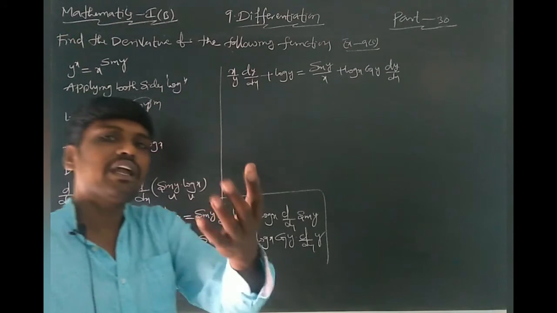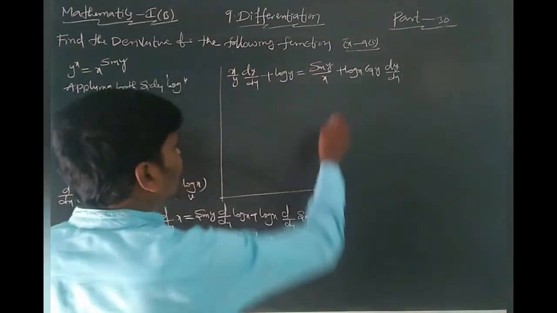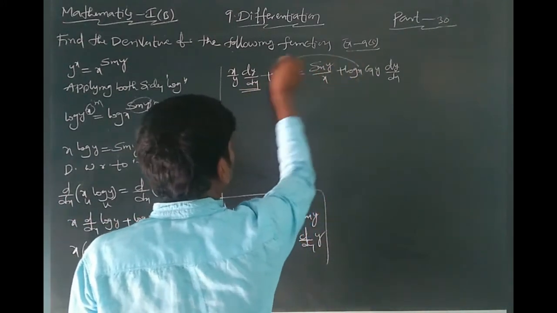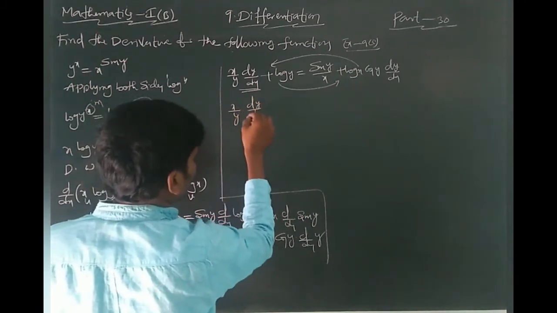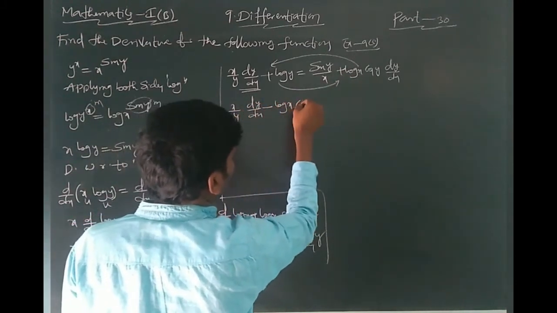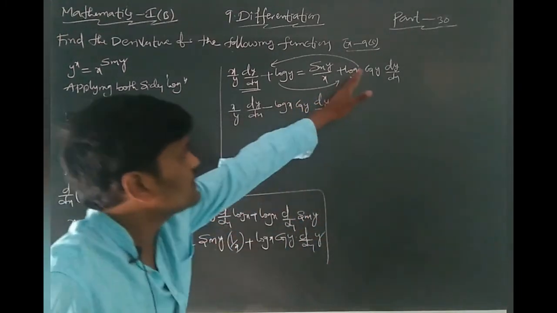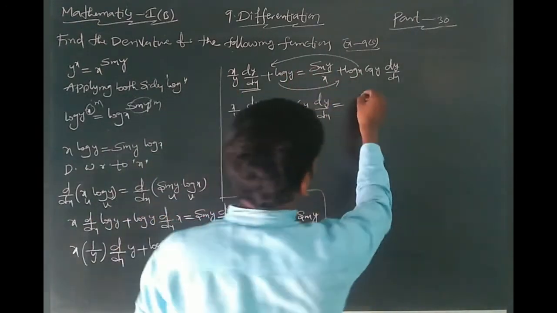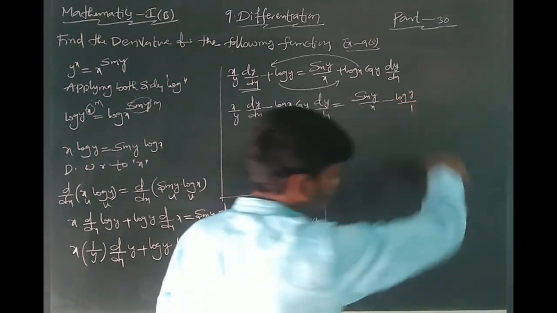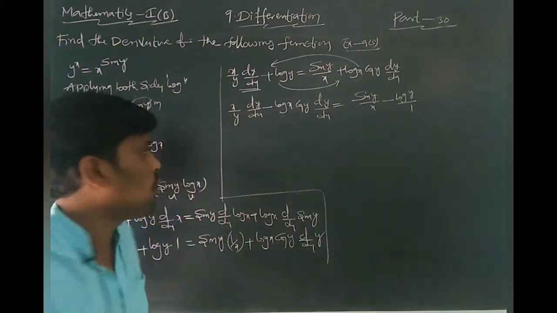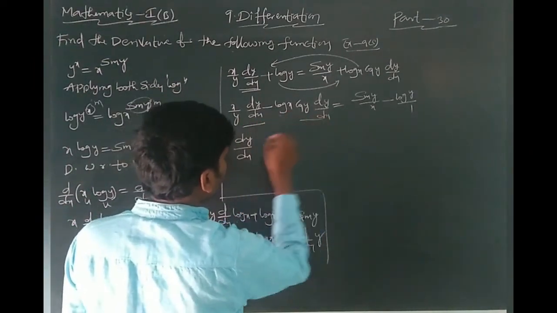After that, write the dy by dx terms on one side and the remaining terms on the other side. So x by y into dy by dx minus log x into cos y into dy by dx is equal to sin y by x minus log y. In these two terms you can take dy by dx common. What do you get?